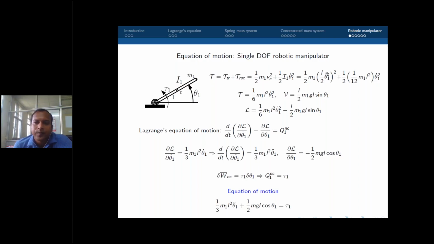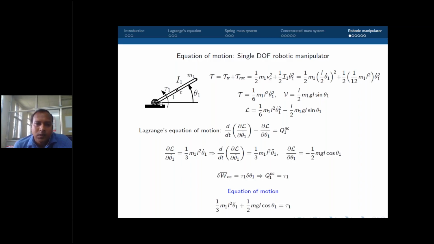and this velocity squared, that is L1 theta 1 dot squared, plus what is the kinetic energy related to its rotation. The kinetic energy related to its rotation is written as half I1, the mass moment of inertia of this rod with respect to an axis passing through its center of mass, times theta 1 dot squared. This is the rotational kinetic energy.